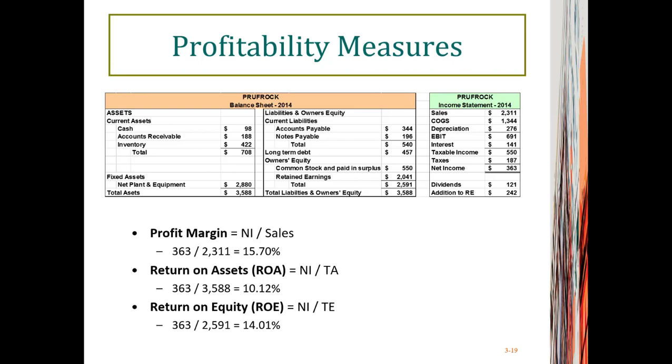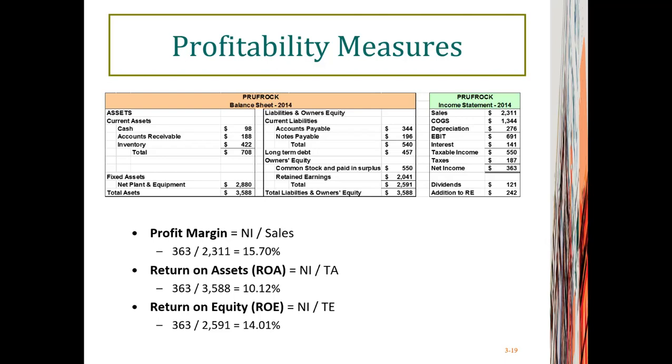So here, the profit margin is 15.7%, which means for each dollar of sales in this company, the company generated about 15.7 cents of profit. Is that good or not? Well, I would say, generally speaking, it's pretty good, but you still need to do comparison to see if it's a good number or not. And the second one is return on assets.